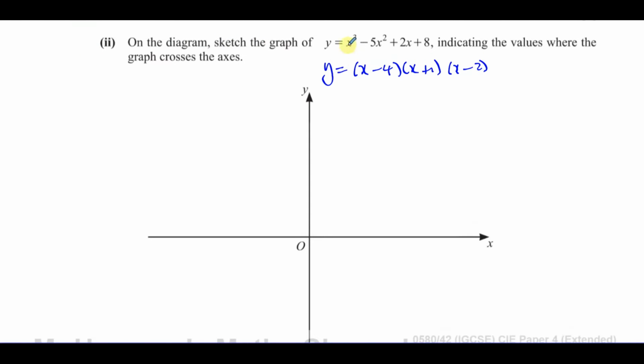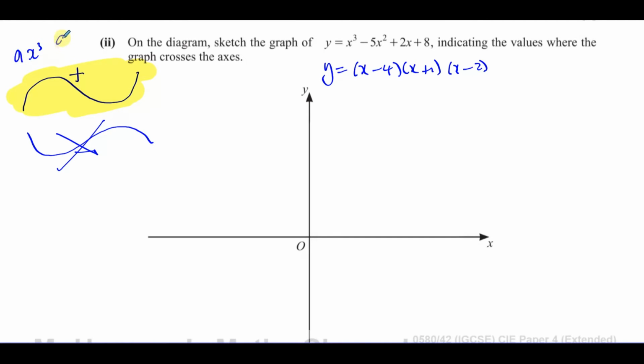For a cubic graph, we know this is cubic because the highest power is x cubed. And we know cubic graphs either have this type of shape or they have this type of shape. If the coefficient of x cubed is positive, it will have this type of shape. Negative, it will have that type of shape. So we know that our graph is going to look something like this. That's the first thing: recognize the type of function we have and what the basic shape will be. So it won't be like this, it will be like this. Why? Because x cubed has a coefficient a greater than 0.